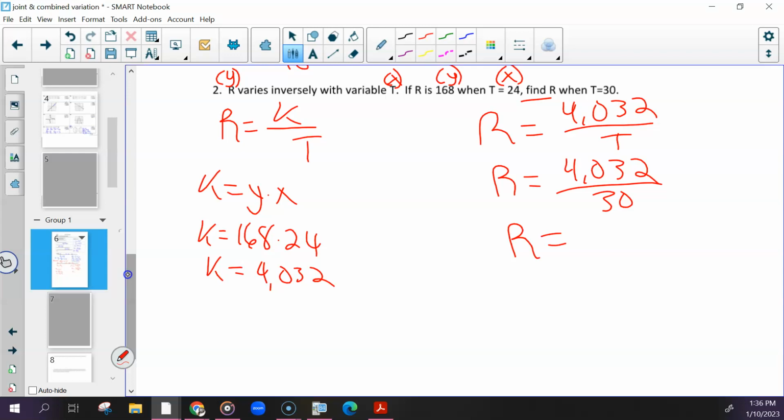134.4. If we multiply that by 30, we should get 4,032. So that's how you know that works. Questions on that one? If no questions, go to the next page. We're just going to do a couple more and then stop for today.